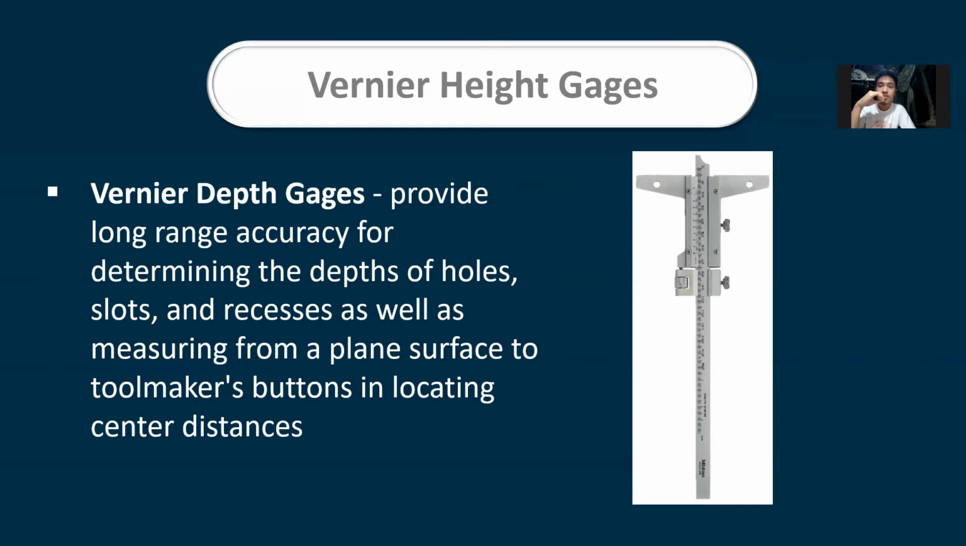So, may vernier na naman. So, gumagamit na naman siya ng vernier scale for compensating the human estimation error. Pero ito naman, instead ng diameter, ang mini-measure niya is depth. Or, for example, kung gaano kalalim ang isang hole.